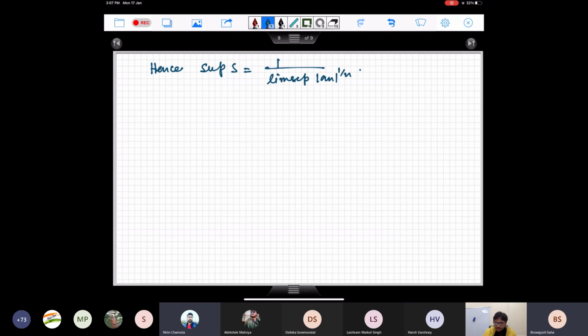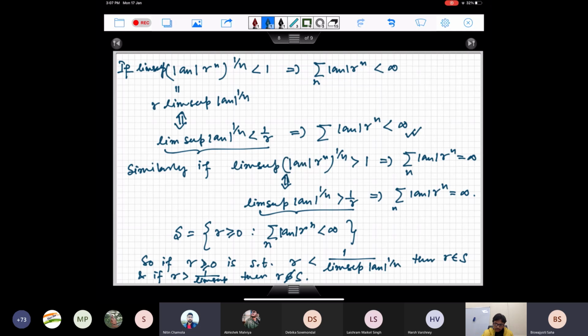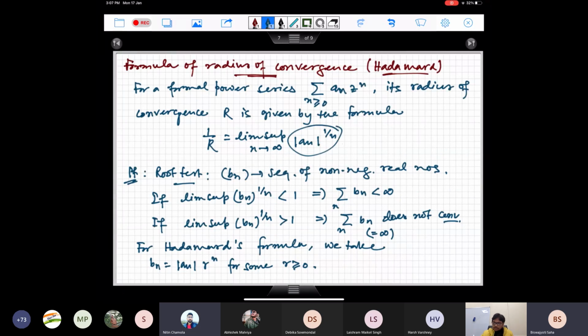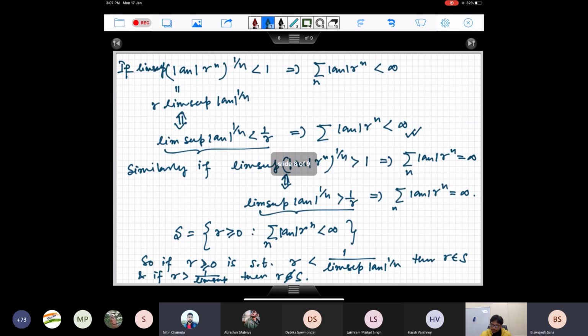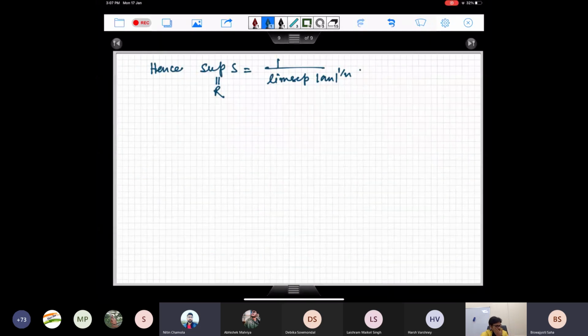Yes, sir. And by definition, what is my radius of convergence? By definition, my radius of convergence is equal to the supremum of S, right? So R is equal to the supremum of S, which is equal to 1 upon lim sup of |a_n|^(1/n). You can also invert it, it doesn't matter, because we allow this thing to be 0 or infinity, whatever you wish. We can have several such possibilities, so depending on that, your R could be anything. Anyway, we get the desired formula.